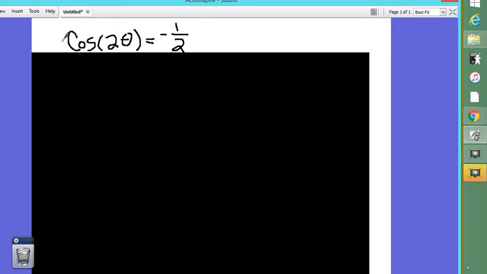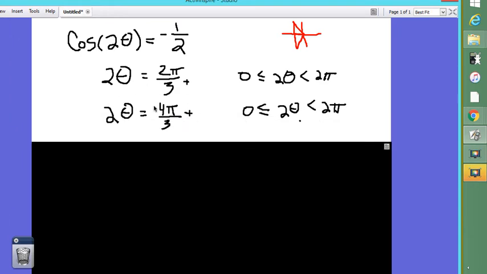So you're going to use an inverse. Okay, so think about what angles have a cosine of -1/2. So -1/2 is in your second quadrant, and in your third quadrant, and the reference angles are going to be 60 degrees. So it's going to give you 2 pi over 3 and 4 pi over 3. Right, so those are the solutions to the double angle.